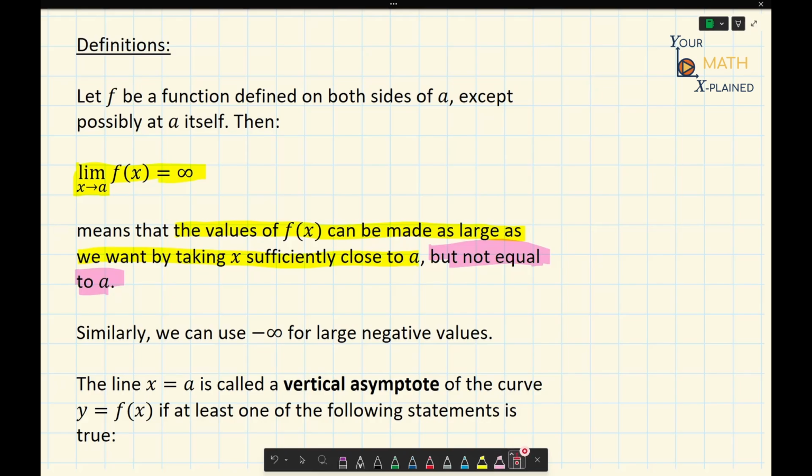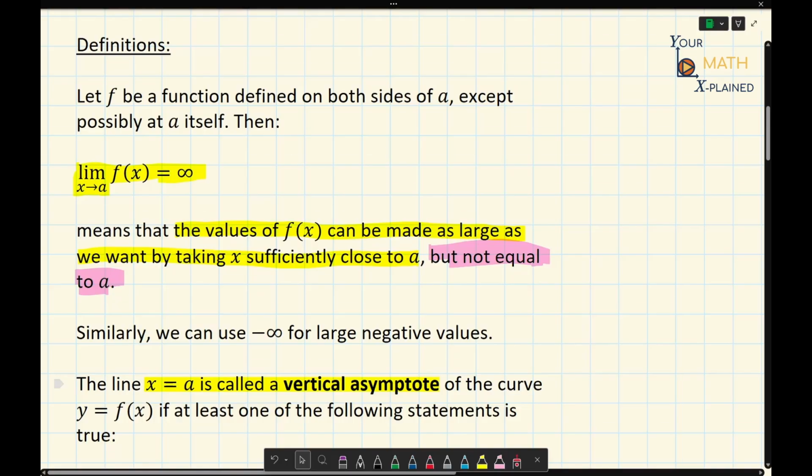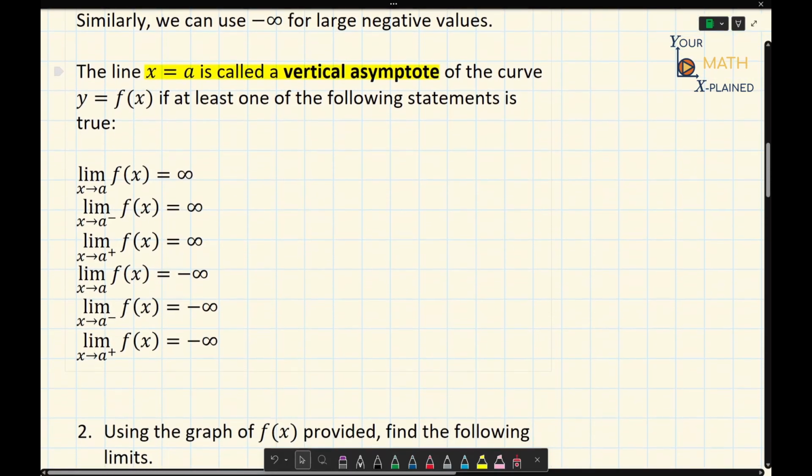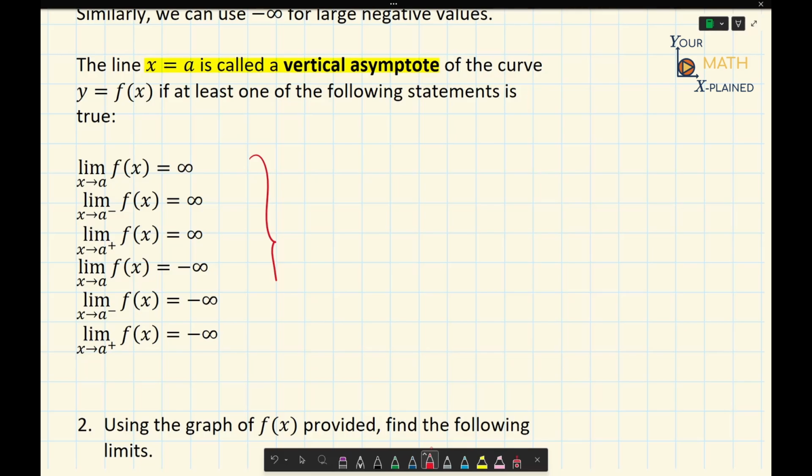Similarly, we can replace that infinity with negative infinity for large negative values. And now the vertical line x is equal to a is what we call a vertical asymptote. You saw that in the earlier example with that vertical dotted line. So this line x is equal to a is called a vertical asymptote if at least one of the following statements is true. This is really just saying that at least one of these limits is approaching positive or negative infinity.